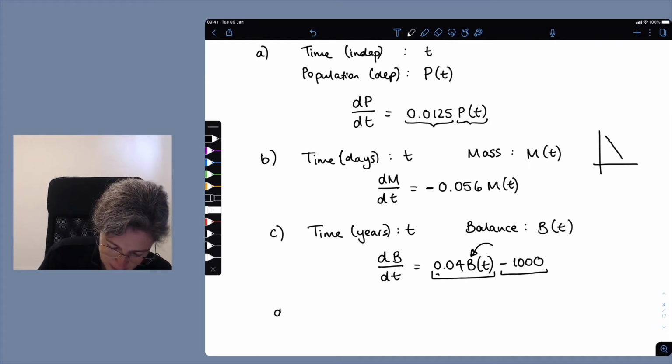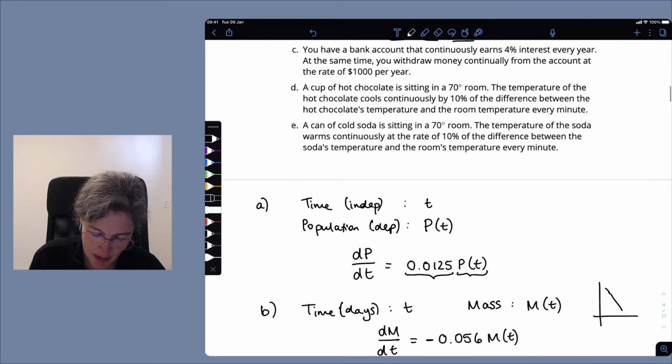All right, let's have a look at D. So we've got a cup of hot chocolate. It's sitting in a 70-degree room. In case you are wondering, this is Fahrenheit. Otherwise, that would be kind of crazy. Okay, the temperature of the hot chocolate cools, okay, so it's going down, by 10% of the difference between the hot chocolate's temperature and the room temperature every minute.